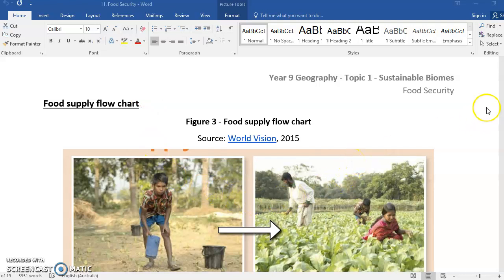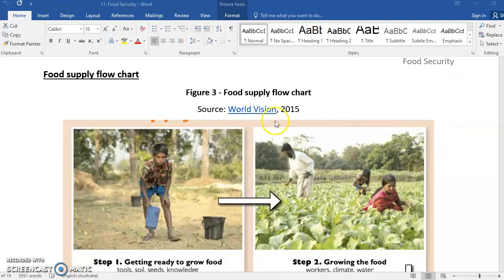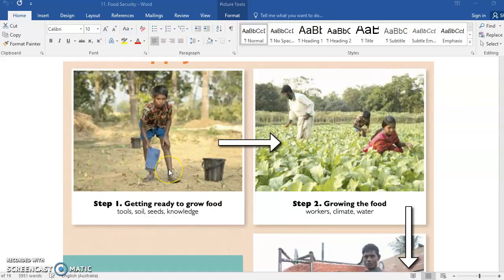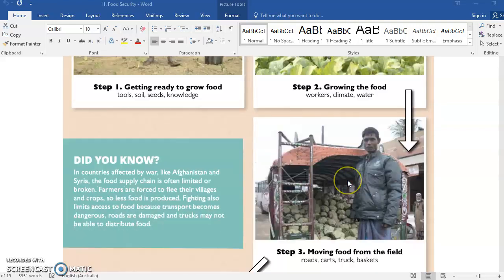Okay, so just a reminder, our topic is sustainable biomes, and we're looking at the biomes that we get food from. On page 5, you start off with a food supply flowchart. This is a process of how we get food. Over here, someone's getting the ground ready to then plant some seeds. You've got the growing of the food, so you've got workers, climate, water that influences that.